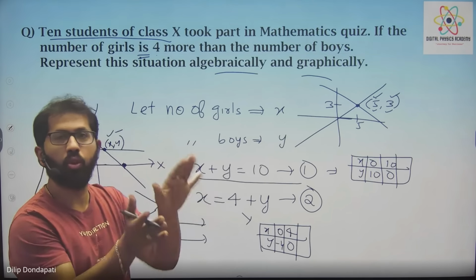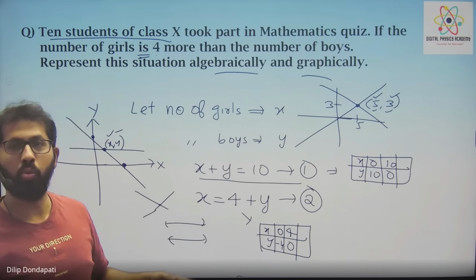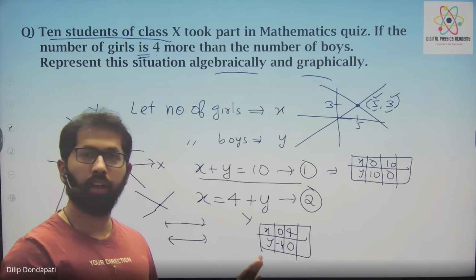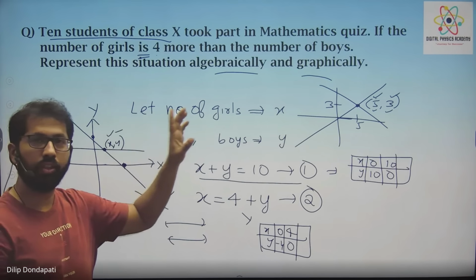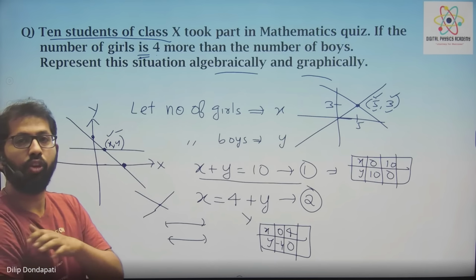If it's not touching, it means no solution. If it is coinciding, you should say infinite solutions, so many solutions are there. Only the intersecting case has one solution, that solution we should say. These lines are intersecting lines. So 7,3 is the answer.